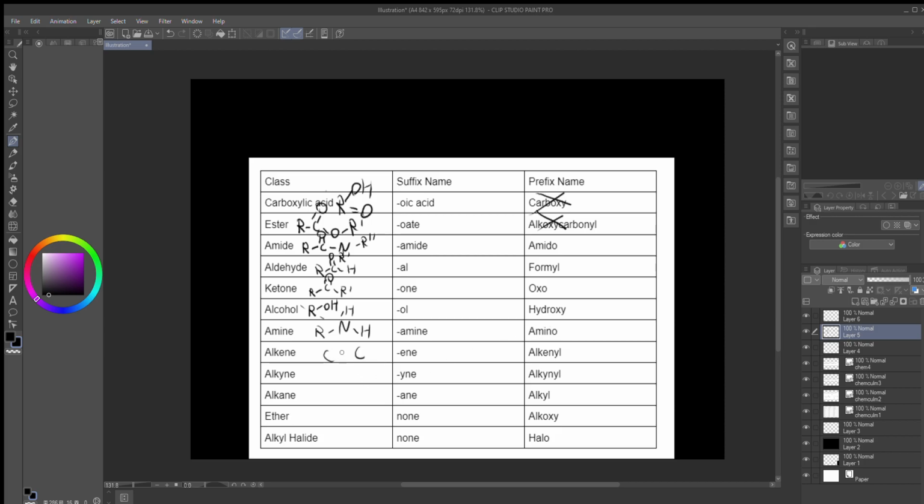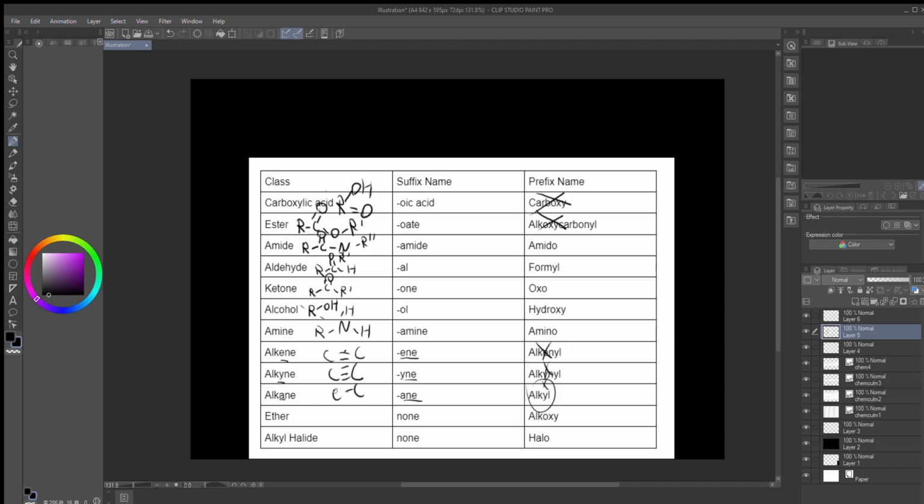Alkenes are just when there's double bonds in the carbon chains. Alkynes are triple bonds, and alkanes are single bonds. And so the suffix is -ene, -yne, and then -ane. And you will rarely use these prefixes, although alkyl you might use sometimes. One way I memorize this is A comes before E, which comes before Y. 1 comes before 2, which comes before 3.